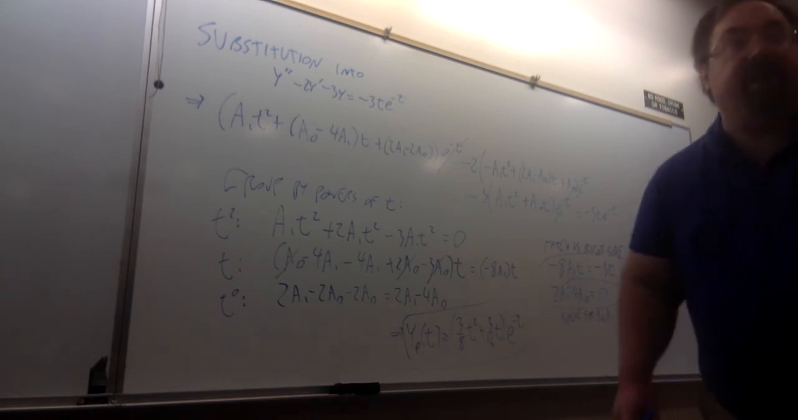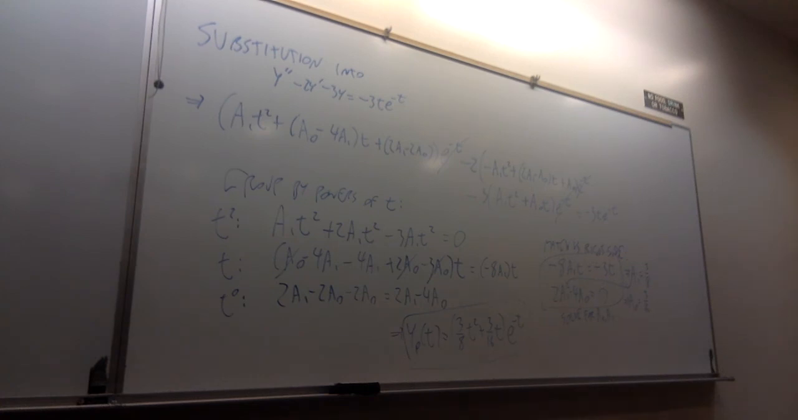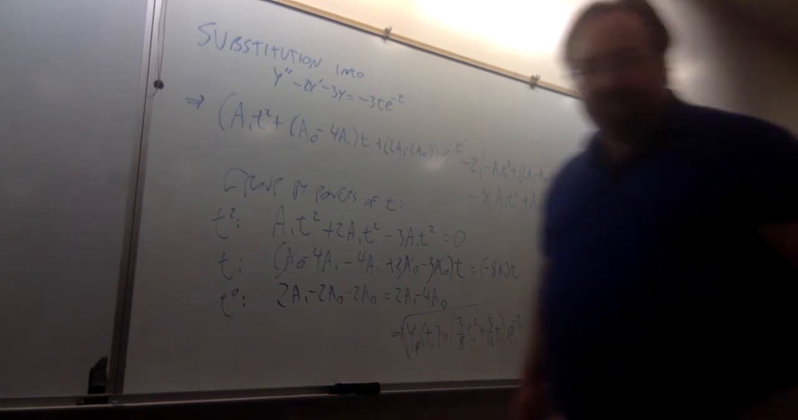So, questions about what happened there? As you can see, this can get pretty messy. There are cases where you need to use the product rule to take the first and second derivatives of the form of your particular solution. And also, as you can see, be very careful with the algebra.